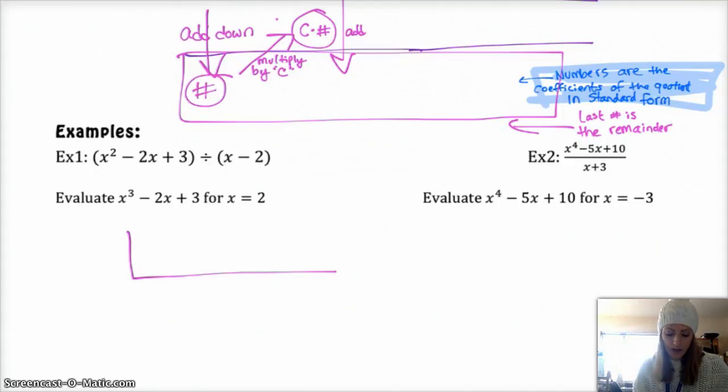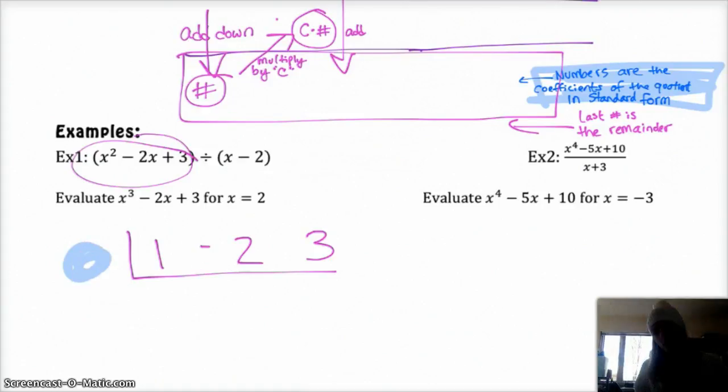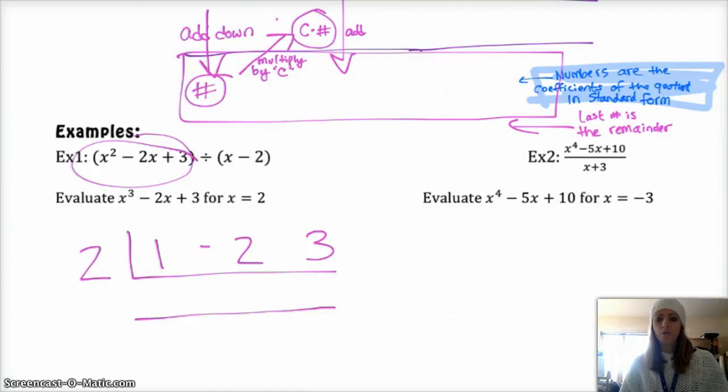You put the coefficients of the polynomial you're dividing, so the dividend, and you put those coefficients in the box. So we do 1, -2, and 3. Okay, and then c goes out here. That's where c goes. And in this case, x minus c, so c is positive 2, not negative 2. Okay, so then we draw our line here. And then we just start adding down and multiplying across. So I add down, starting from left to right. 1 plus nothing is just 1.